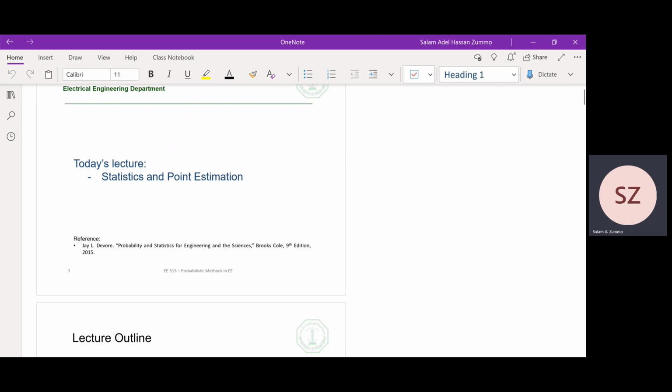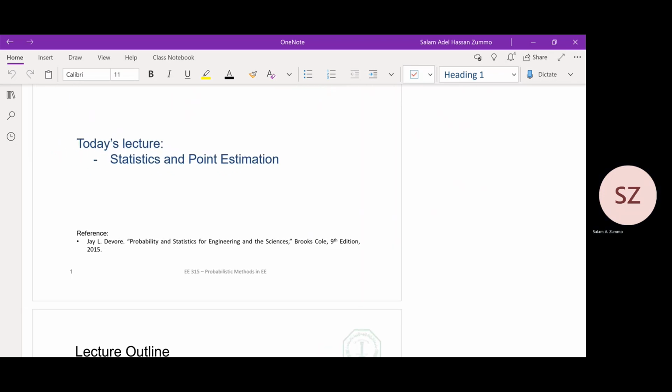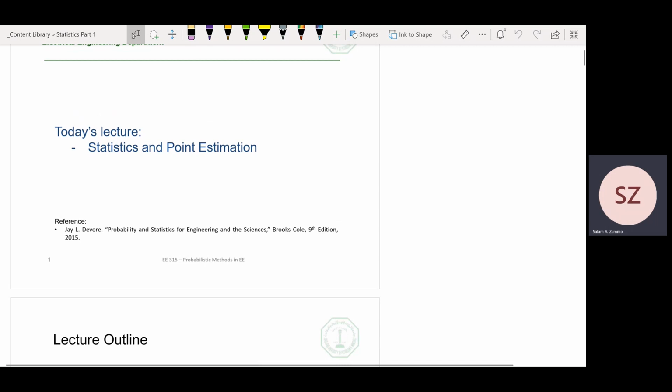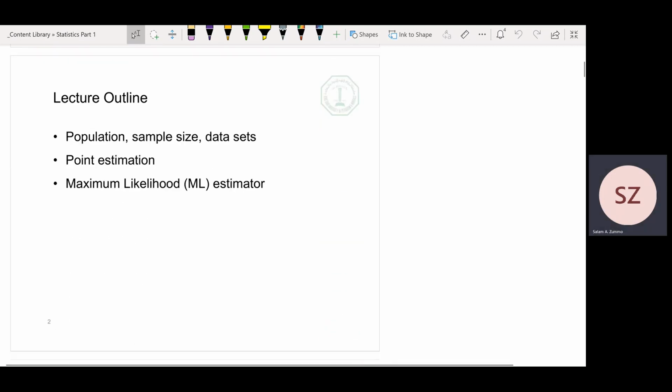Now, what's coming in the next few classes is the statistics part. There's a reference, I already uploaded it and sent it to you, so you can focus on the sections that we will cover. Before I start, we need to distinguish between probability theory and statistics. They are related, however they are a little bit different. One leads to the other, and the other leads to the first.